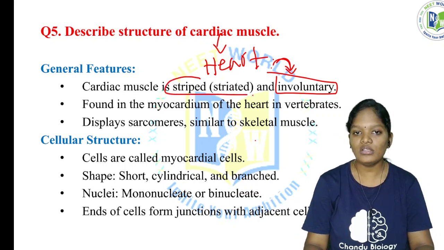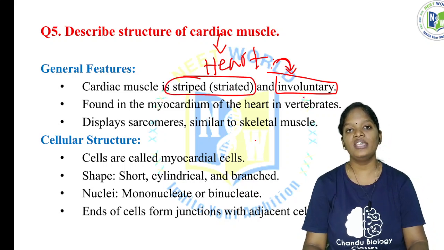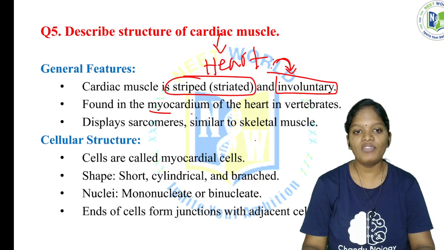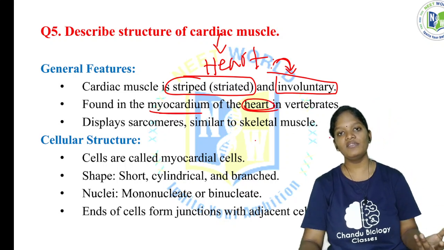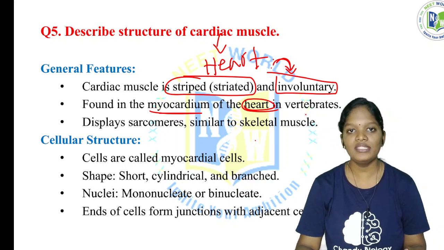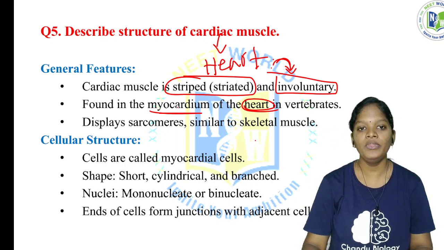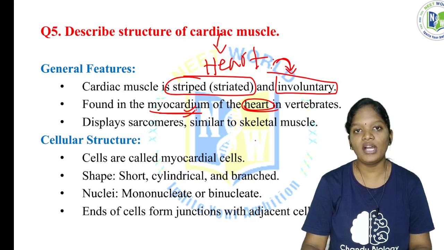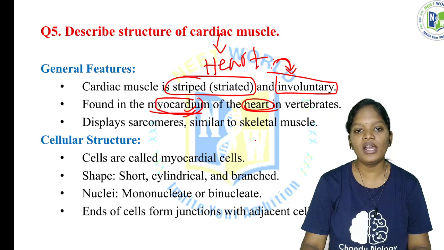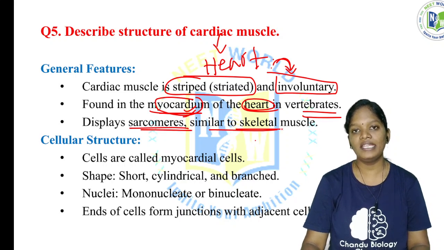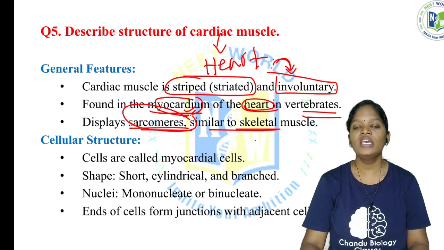Also, this has striations. This is found in the myocardium of the heart. In the skeletal muscle we studied epimysium, perimysium and endomysium. Here they are called myocardium, endocardium and pericardium. So cardiac muscle is present in the myocardium of the heart in vertebrates. It displays sarcomeres similar to the skeletal muscle. This also has sarcomeres.